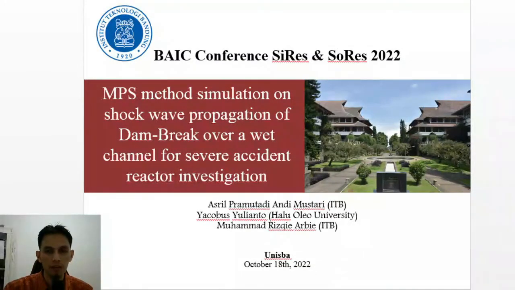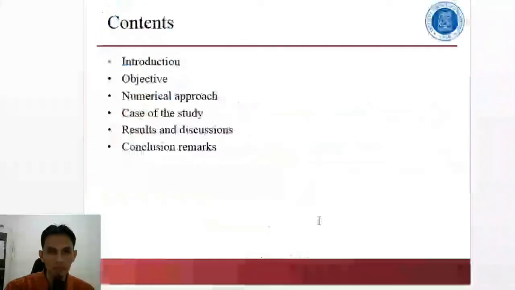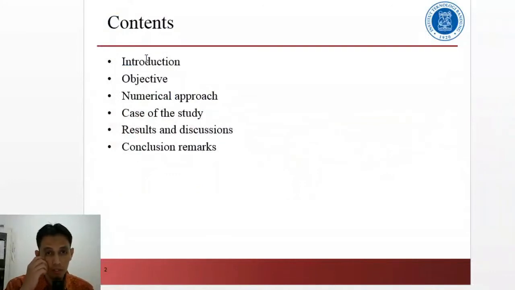So today we would like to present our work, titled MPS Method Simulation on Shockwave Propagation of Dam Break over a Wet Channel for Severe Accident Reactor Investigation. My name is Asril Pramutadi from ITB, with our team, Yakobus Yulianto and Rizky Arbi. So these are the contents. We start with the introduction, objective, approach of the study, results, and discussions and remarks.